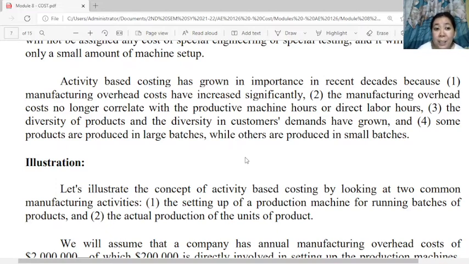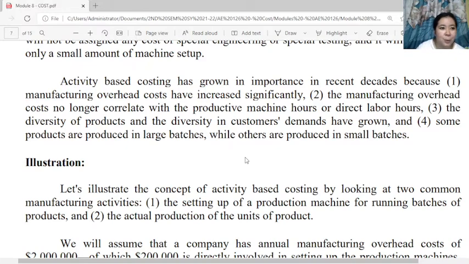And the diversity of products and the diversity in customers' demands have also grown, and some of the products are produced in large batches while others are produced in small batches. And this will make the difference between which products create or incur more overhead costs.